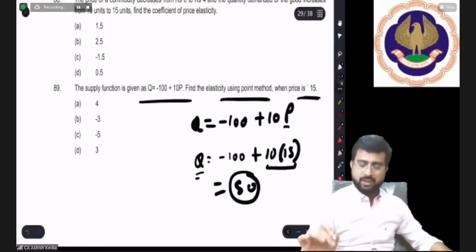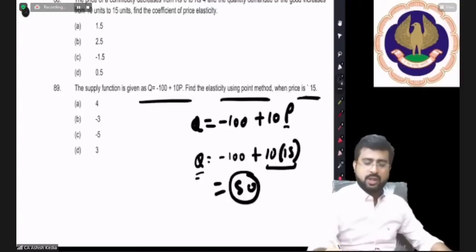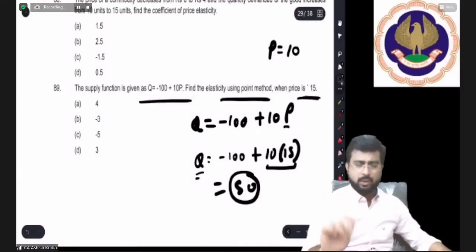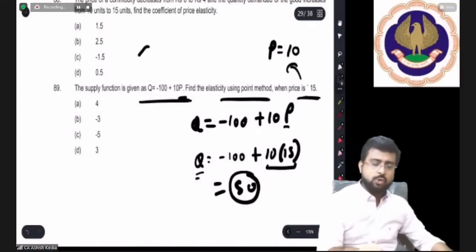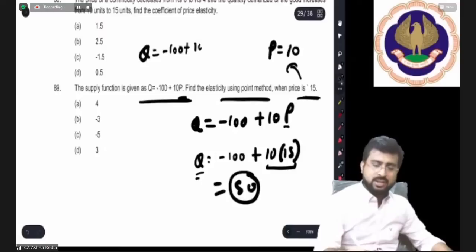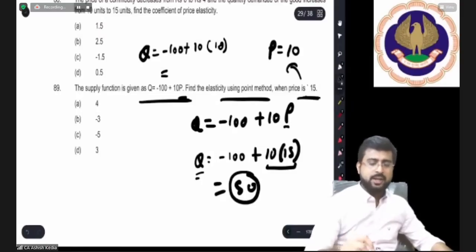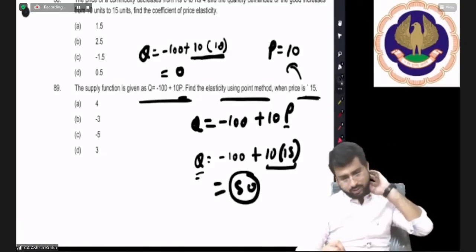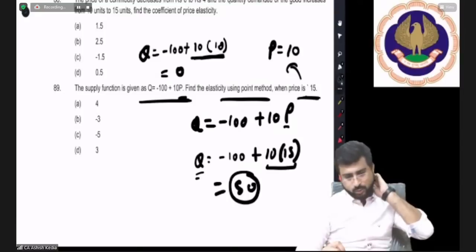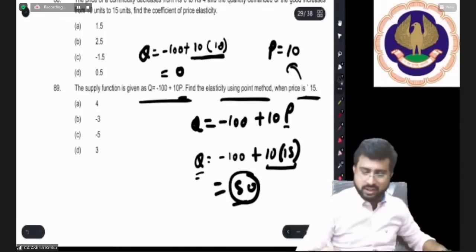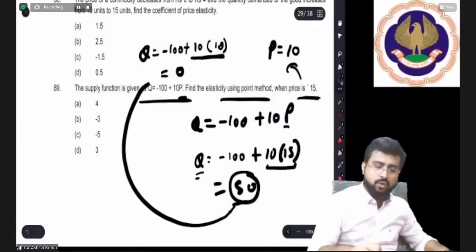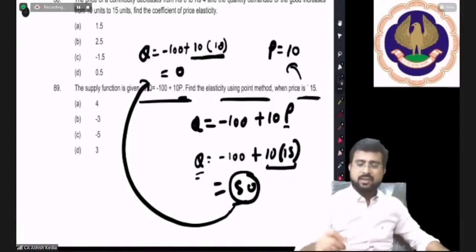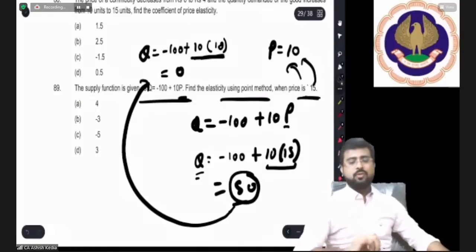Suppose they would have given the price to be 10 rupees, just for example. Then how would you have done it? The quantity would have been minus 100 plus 10 into the price, which is 10. So quantity supplied would have gone to 100 minus 100, which is 0. Now the quantity is 50. It would have gone to 0 if the price had gone down from 15 to 10.